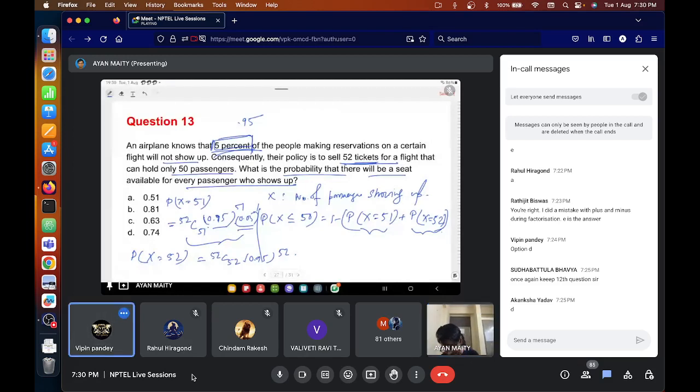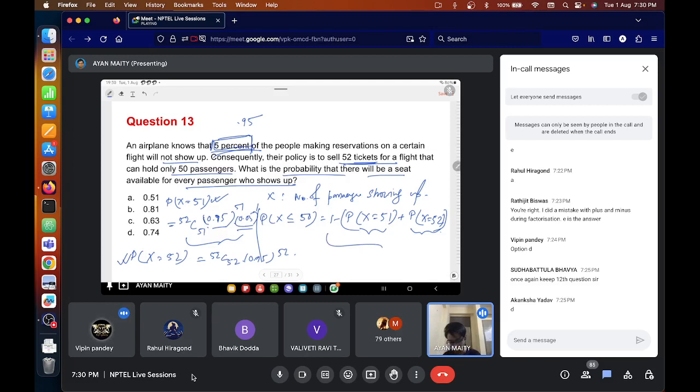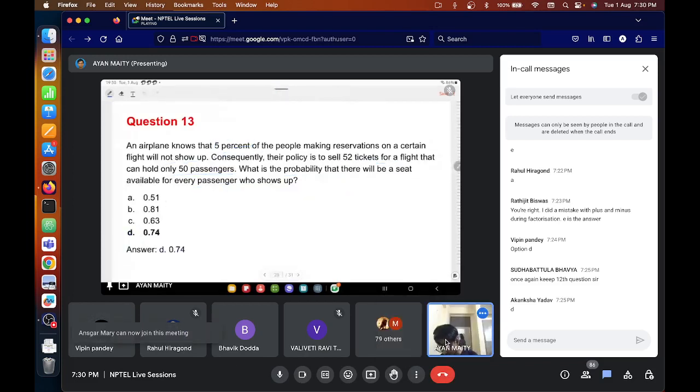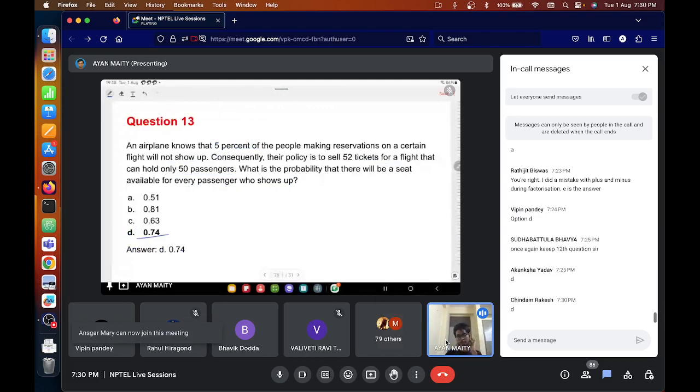0.19. So you have to add these two probabilities, the probability of x equals 51 and 52, and subtract it from 1. This is the formula you have to use, and if you compute this, option D would be the correct answer. Yes, sir. So option D, 0.74, is the correct answer. So we are using the binomial distribution here.